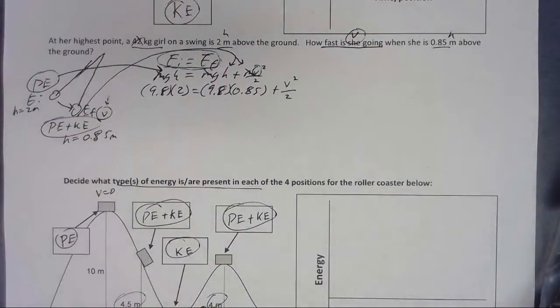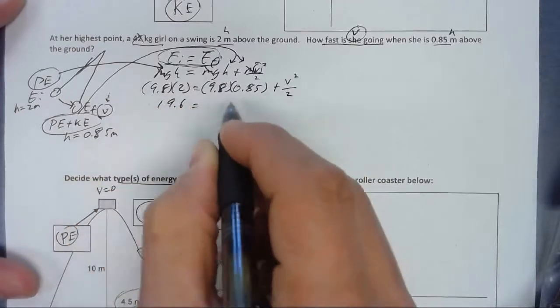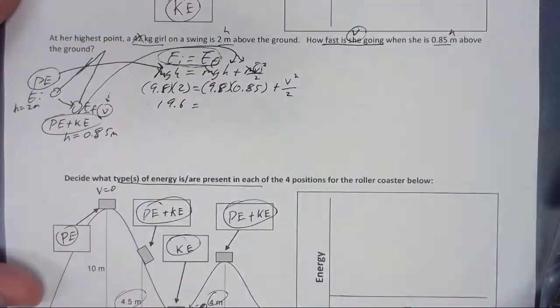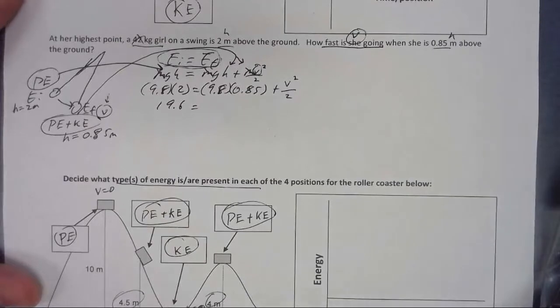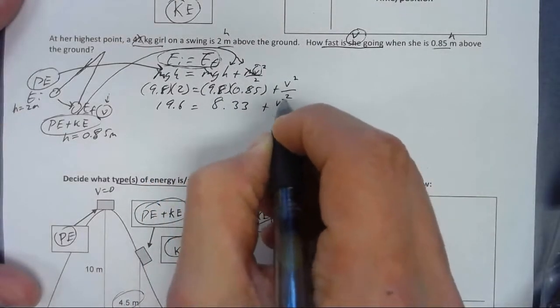So let's clean this equation up a little bit. 9.8 times 2 is 19.6. 9.8 times 0.85, if you do that, I believe, is 8.33. Still got my V squared over 2.